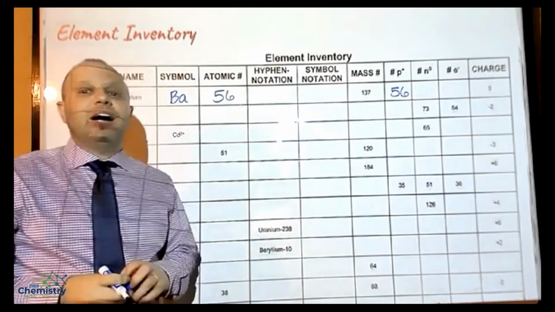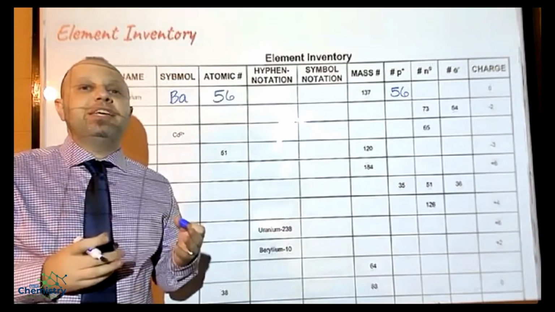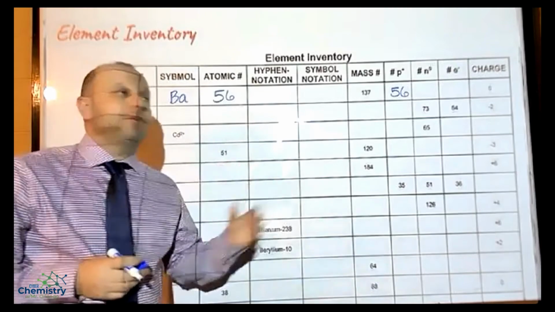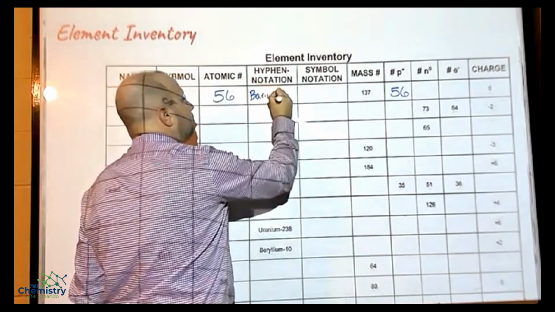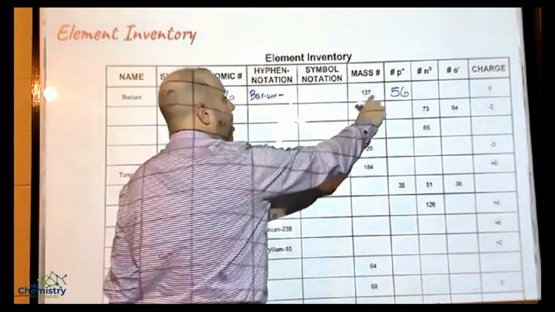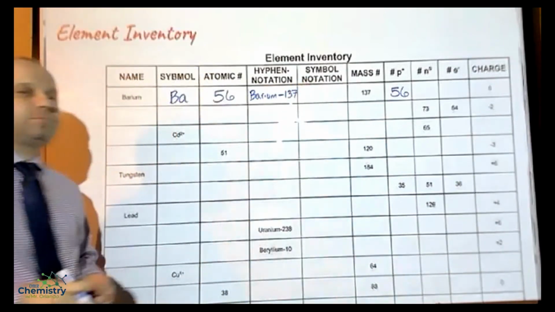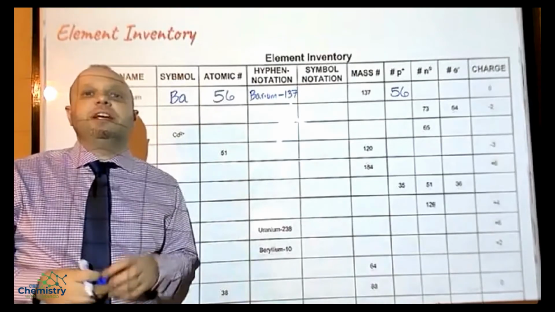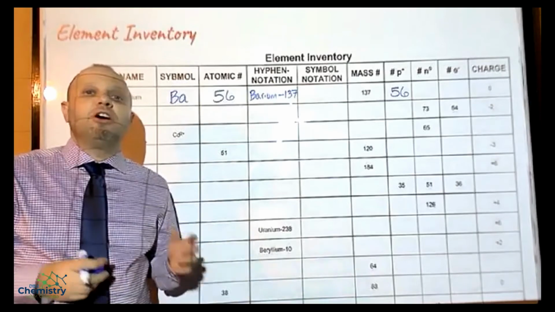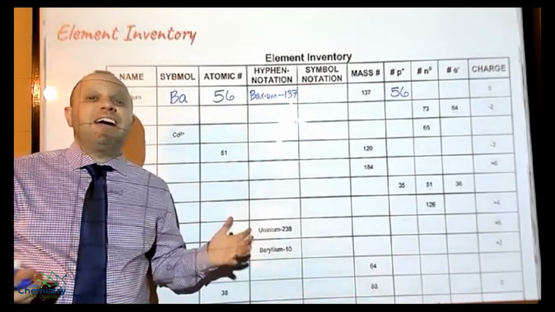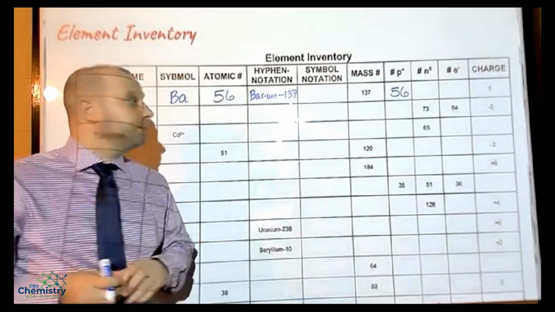The next part is the hyphen notation. In the hyphen notation, you simply write the name of the element, hyphen, and then the mass. So in this case, we're going to have barium, hyphen, and then the mass number, which is right here, 137. Hyphen notation is a quick way to identify which isotope of an element you have. Remember, we could have 3, 4, 5 different bariums, all with different masses because they have different numbers of neutrons.